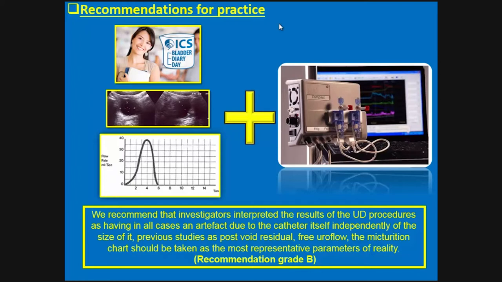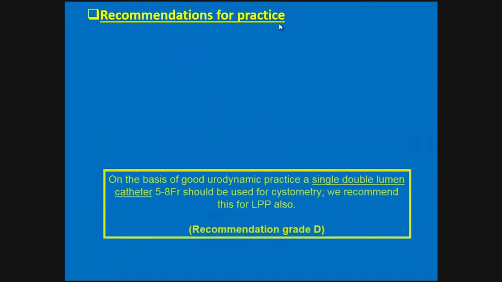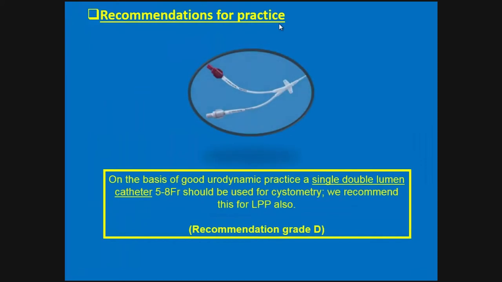Previous studies parameters such as the postvoid residual, the voided volume, and the free uroflow should be taken into account as the most representative parameters of reality. On the basis of urodynamic practice, a single double lumen catheter, 5 to 8 French, should be used for cystometry, and we recommend that it should be used to seek the leak point pressure also.